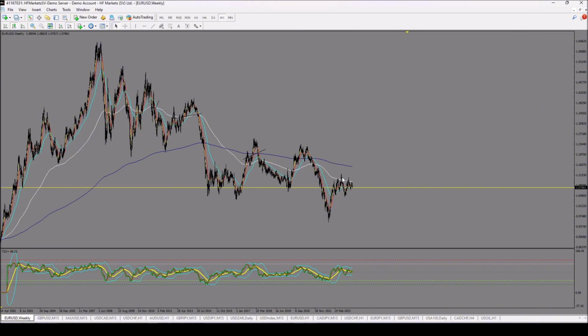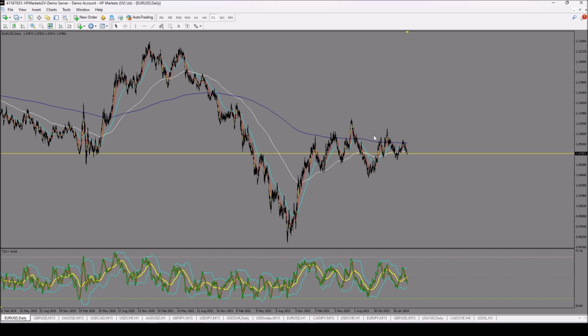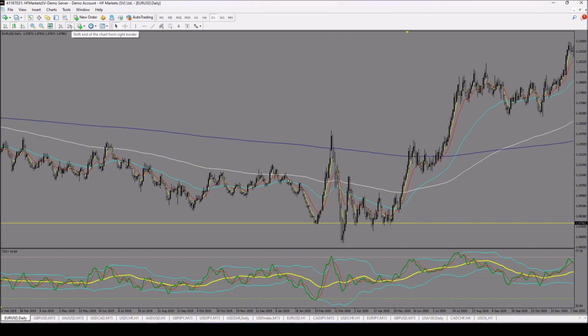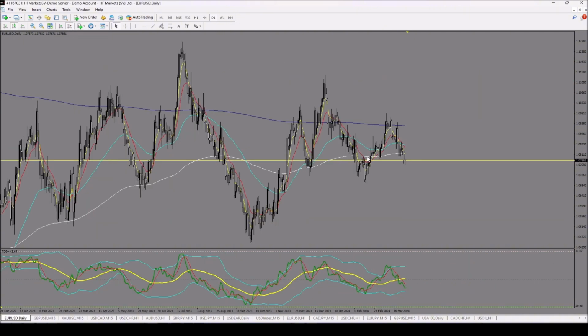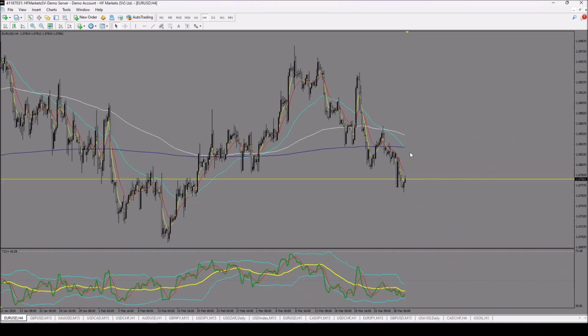This white 200 EMA on the weekly time frame will become a blue indicator on the daily time frame. If we go on the daily time frame, this is how it looks. This white indicator, or white EMA, on the daily time frame is actually a blue EMA on the H4 time frame, right? So we have this white indicator on the daily time frame. If we switch to the H4 time frame, this is what we will see. It's now a blue indicator.